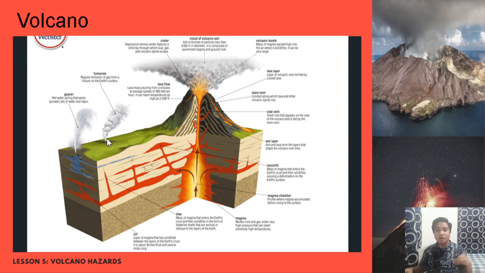Okay? Next, we have your fumarole. From the word fumes, it is a regular emission of gas from a fissure. Meaning, sa tamaan bala ka pressure sang magma sa dalom sang aton nga duta, there is a possibility that there will be a crack formation or your fissure, and then fumes or your gases will be emitted through that certain crack or hole, and that will be called your fumarole.